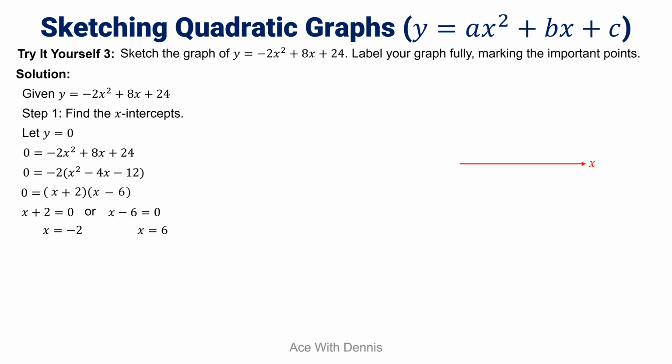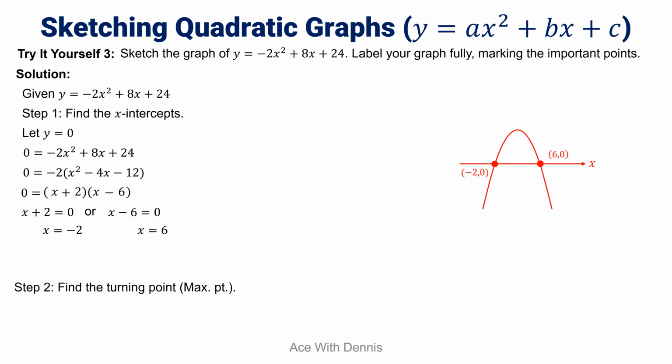Then we can start to sketch a graph. First, draw the x-axis. So for this case, this is a curve facing downwards because the coefficient of the x squared is a negative number, which is negative 2. Then these are the roots. The first root is negative 2, 0. And the second root is 6, 0.